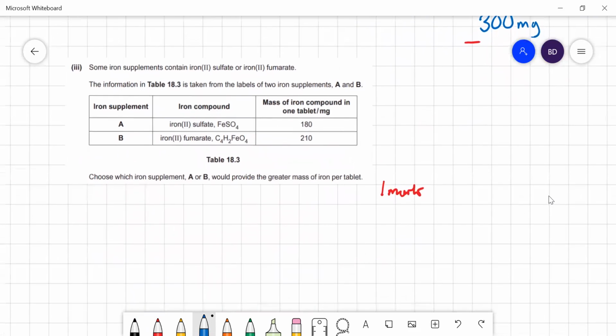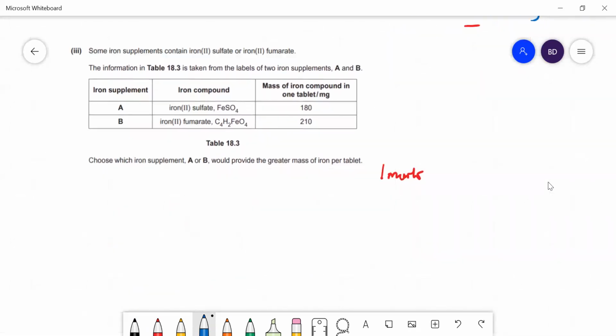Okay, and another question about iron supplements. You've got 2 iron supplements. You've got iron 2 sulfate, and you've got 180 milligrams of iron compound in one tablet, and then you've got this other one, iron 2 fumarate, with a slightly larger mass of stuff there. Now, which one would provide the greater mass of iron per tablet? And I think you do need to work it out, because if you guesstimate the Mrs of these two, well, the iron is the heaviest thing, 55.8. They've both got 4 oxygens in them.